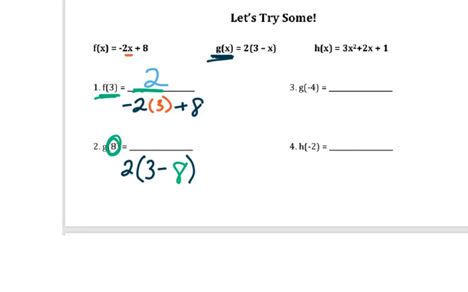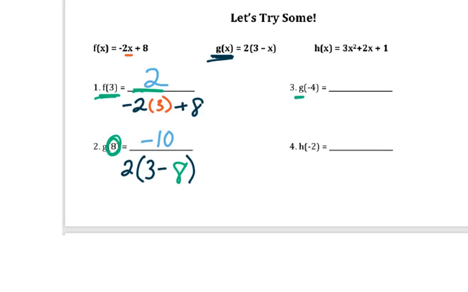3 minus 8 is negative 5. Negative 5 times 2 is a negative 10. So when my input is an 8, my x value, I plugged it in, that's 8. Then my output is the number negative 10. We always just plug it in for x. Very easy.